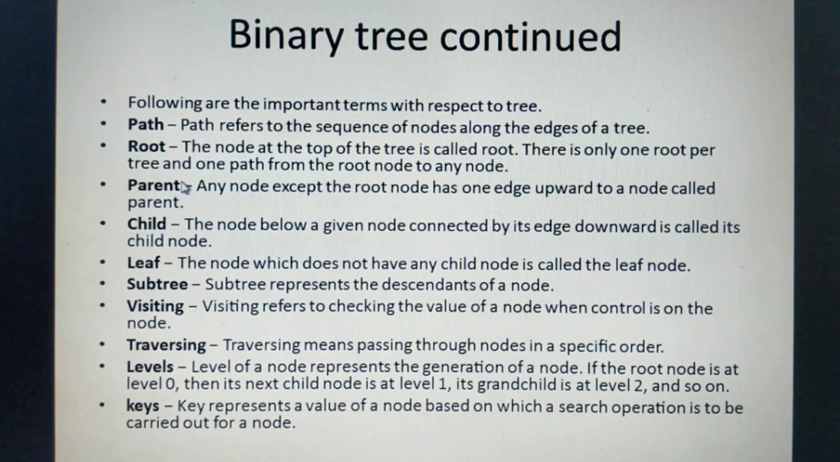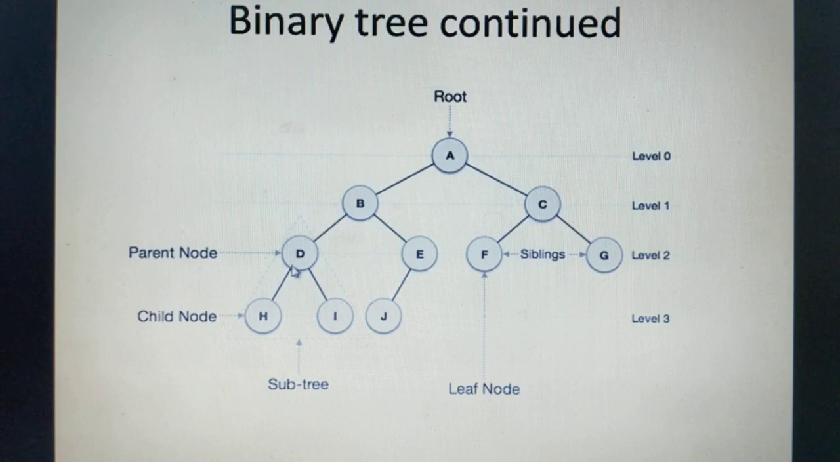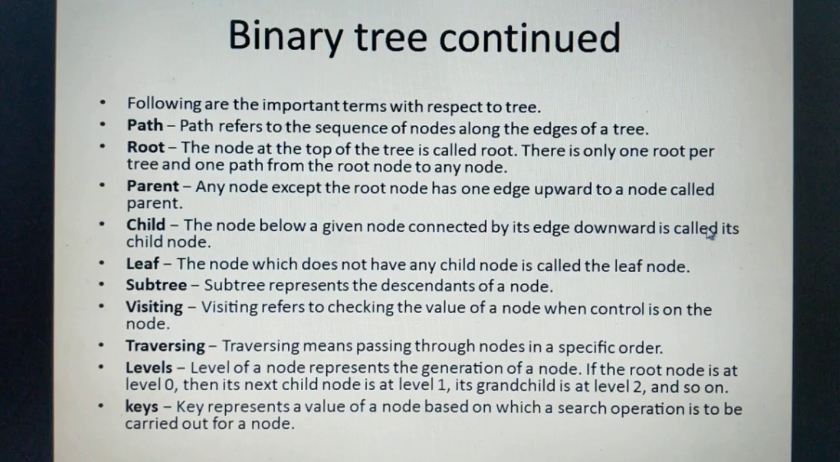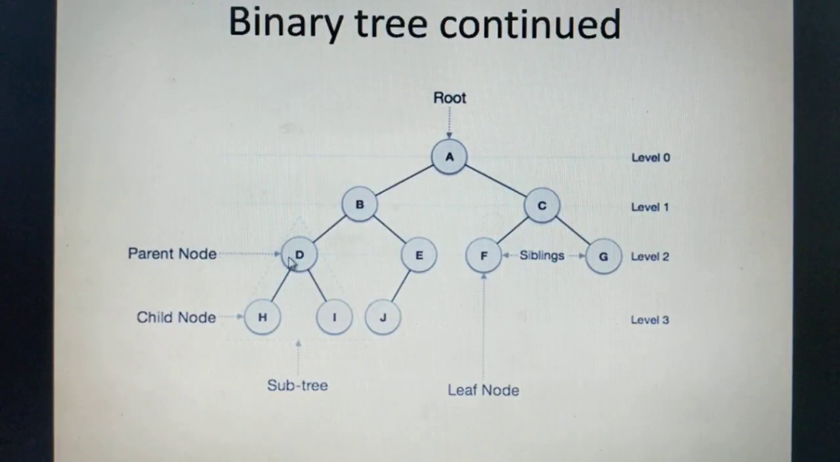Next definition, as discussed, any node except the root node has one edge upward to a node called the parent. So you can see here this node is called the parent node. Next, child. The node below a given node connected by its edges downward is called the child node. So we see here this node is connected downwards with an edge, hence this node is called the child node.